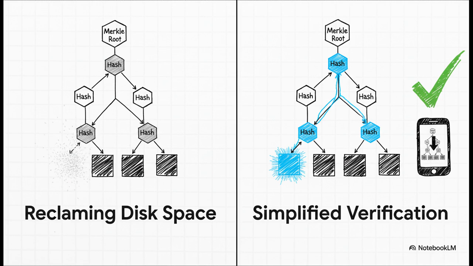And this clever structure gives us two huge benefits. First, it allows the network to safely discard old transaction data to reclaim disk space without breaking the integrity of the block's hash. Second, it enables something called simplified payment verification. This means you can prove your transaction is in a block by downloading only the block headers and the tiny Merkle branch that connects your transaction to the root. This is literally the magic that makes it possible to have a crypto wallet on your phone.